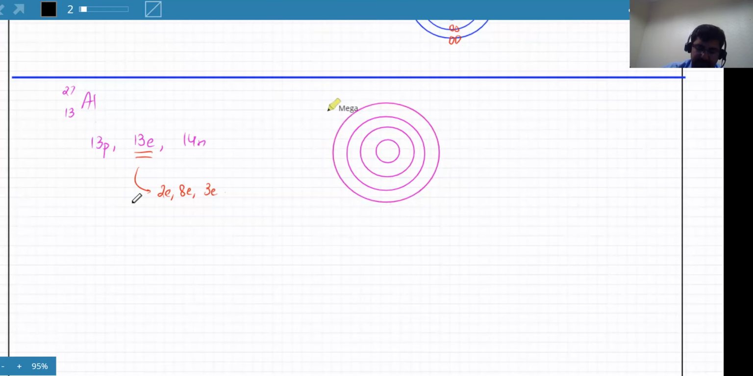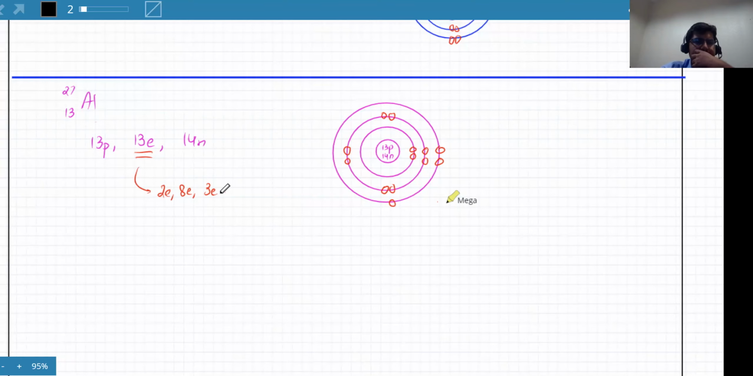So that's your nucleus. The nucleus has protons and neutrons. And here are your shells. 2 in the first one, 8 in the second one, and you've got 3 in the last one. Now, that's one way of writing electronic configurations, but there are shortcuts as well.